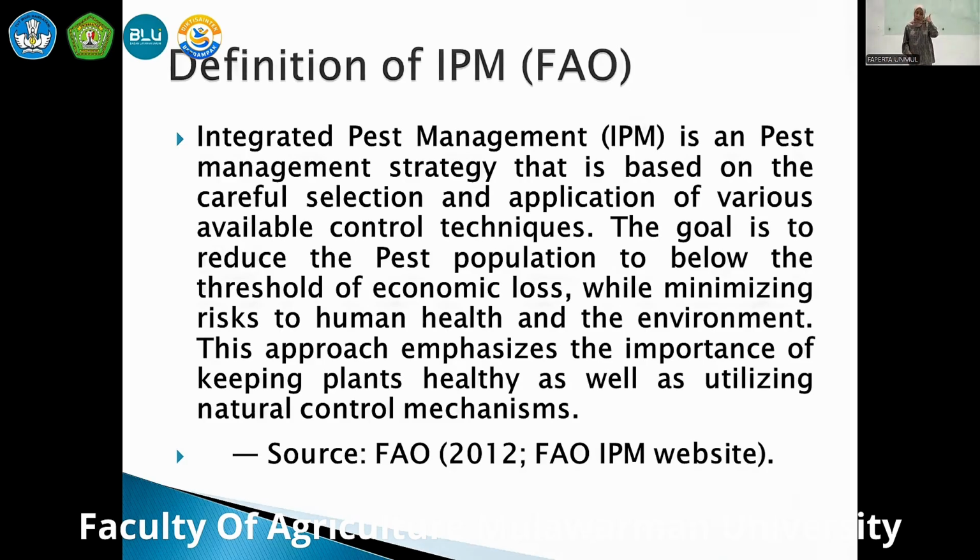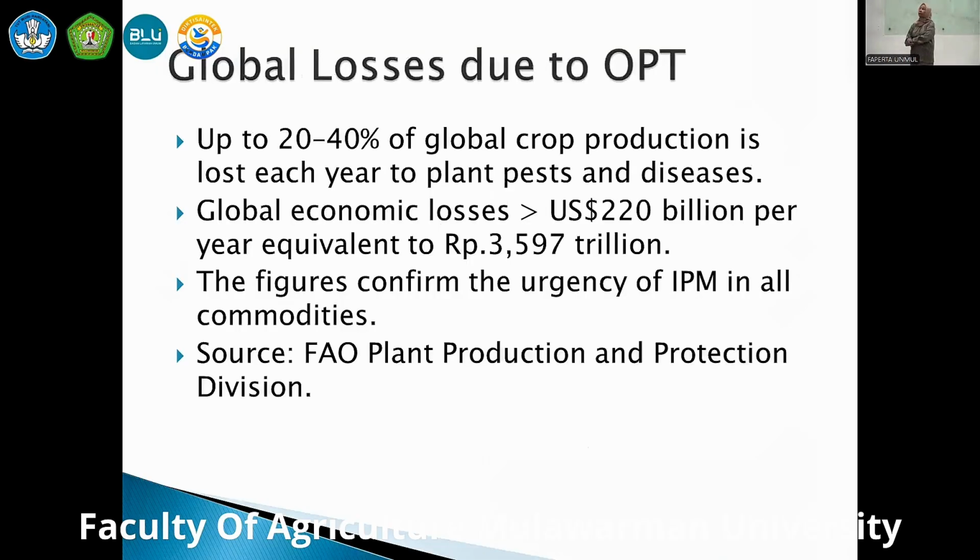So there is the threshold level, and then human health. The third one is the environment. These three bases have to enter into the IPM. That's the definition. Remember that, yeah? The three of them. And then we already know what happens to our production in agriculture.